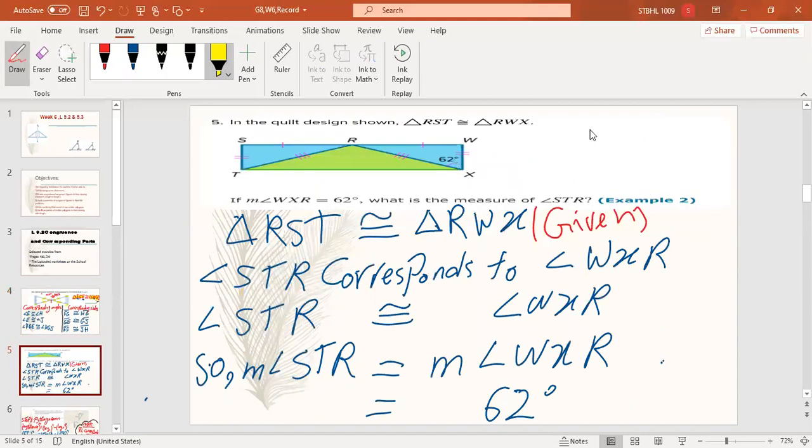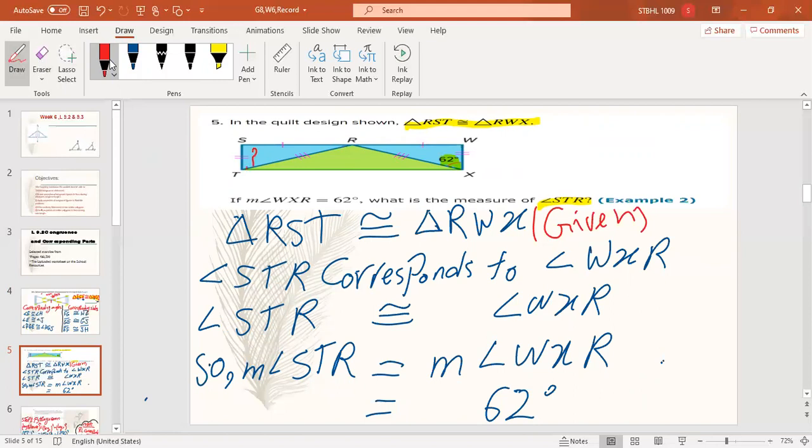We'll move to exercise 5 from your textbook. In the well design shown, triangle RST is congruent to triangle RWX if measure of angle WXR, this angle, is 62 degrees. What is the measure of angle STR? STR is this one. This is the unknown angle.